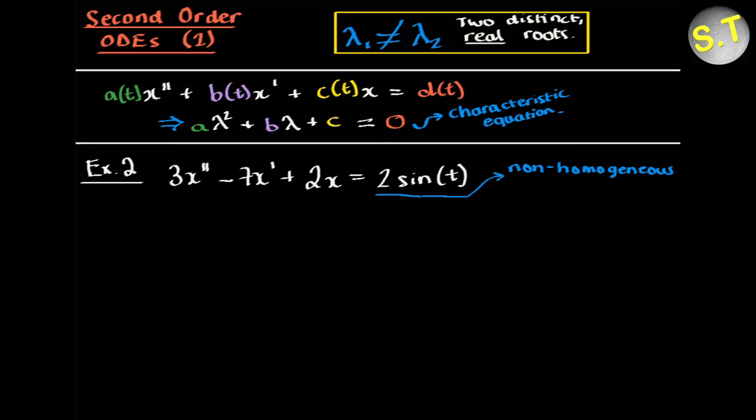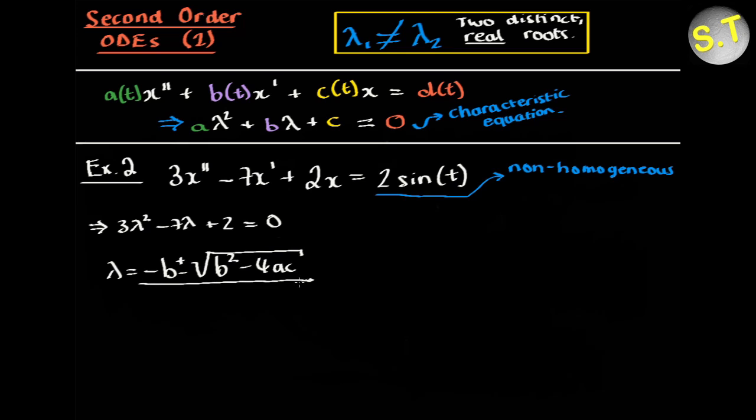So then if we apply our lambda substitution and equate the right hand side of this equation to 0, this gives us 3 times lambda squared minus 7 times lambda plus 2 is equal to 0. And once again we can use either factorization or the quadratic formula to solve for lambda here. We're given that lambda is equal to minus b plus or minus the square root of b squared minus 4ac all over 2a. And in this case our a is equal to 3, b is equal to minus 7, and our c is equal to 2.